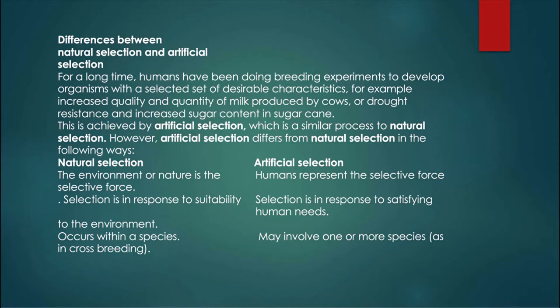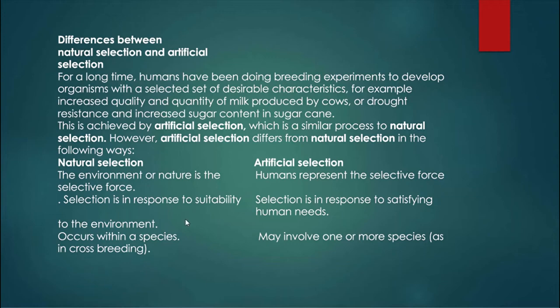However, artificial selection differs from natural selection in the following ways. In natural selection, the environment or nature is the selective force. In artificial selection, humans represent the selective force. In natural selection, selection is in response to suitability to the environment. In artificial selection, selection is in response to satisfying human needs.